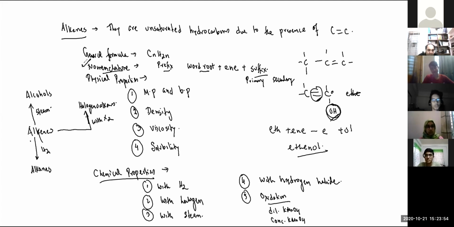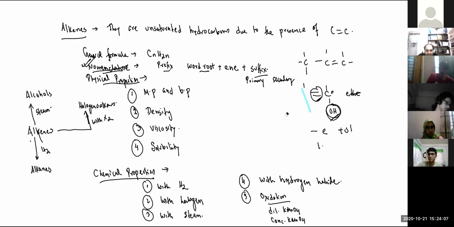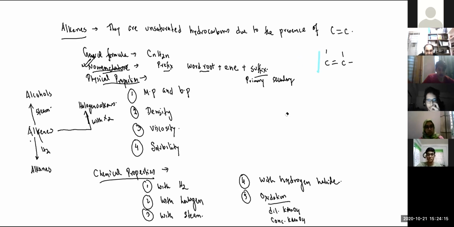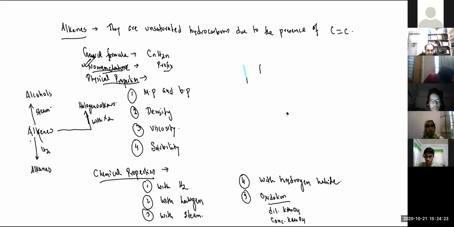So nomenclature is whatever we studied at the beginning. Then we have physical properties. Let's come to melting point and boiling point. Just like alkanes, will the melting and boiling point increase or decrease? Increase. As the number of carbons increases, the melting and boiling point will also increase. You all know this, very good. Now we are worried about melting and boiling points of isomers.